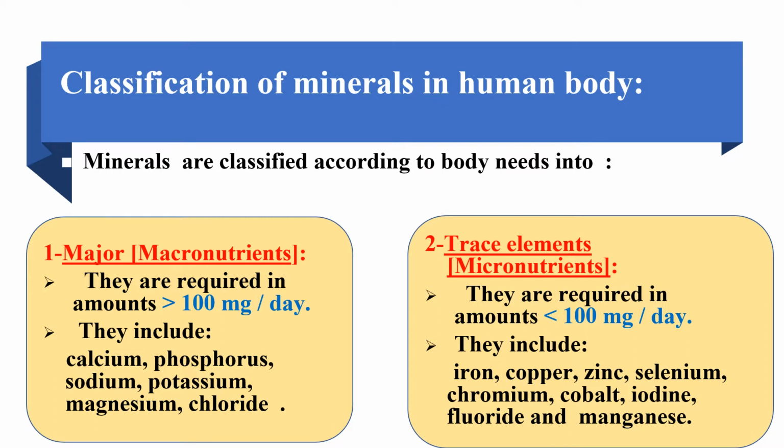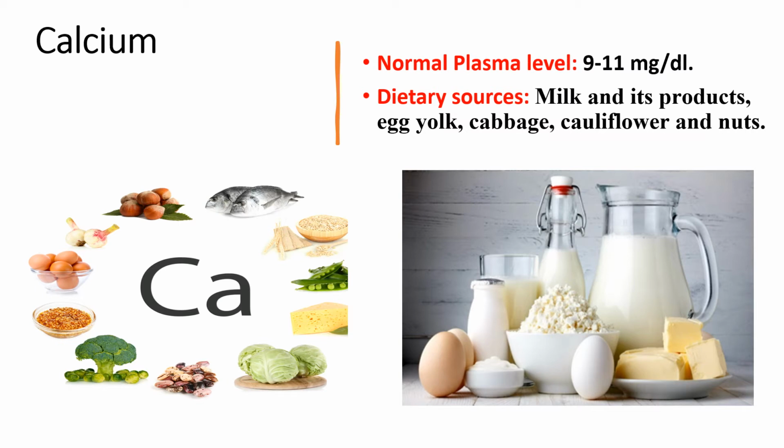First, minerals are classified according to our body needs into macronutrients. These macronutrients are required in amounts greater than 100 mg per day. They include calcium, phosphorus, sodium, potassium, chloride, and lastly magnesium. While trace elements are required in amounts less than 100 mg per day, they include iron, copper, zinc, selenium, chromium, cobalt, iodine, fluoride, and manganese. We will begin with macronutrients, beginning with calcium and phosphorus.